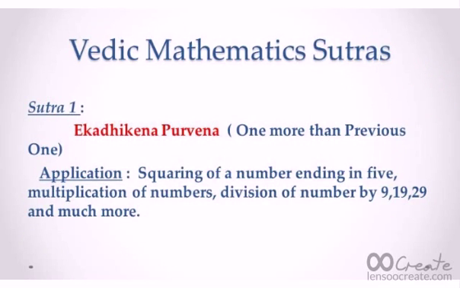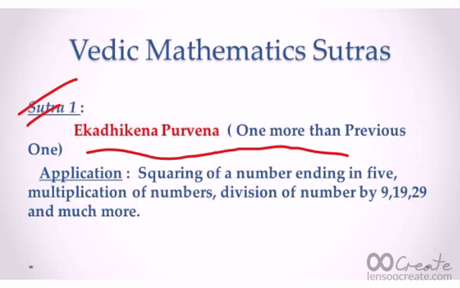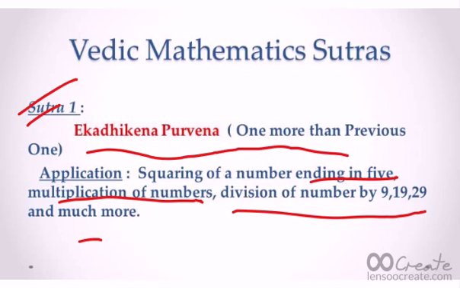Vedic Sutra introduction. Sutra 1 states Ekadhikena Purvena, which means one more than the previous one. Applications: squaring of a number ending in 5, multiplication of numbers, and division of numbers by 9, 19, 29, that is 1 by 9, 1 by 19, 1 by 29 and much more. We can call these vulgar fractions, which are not easily computable.